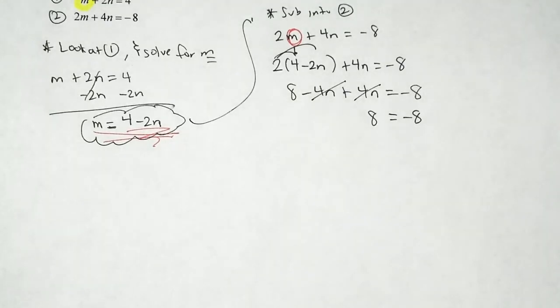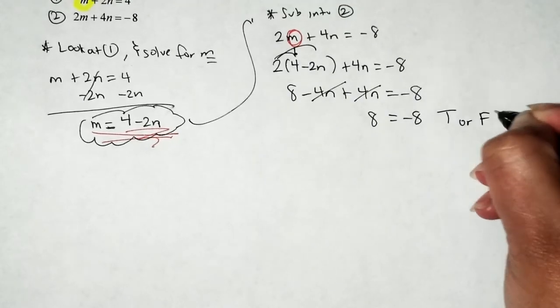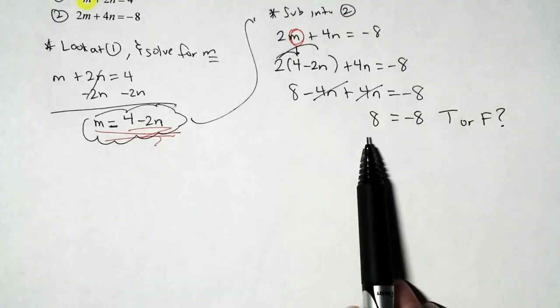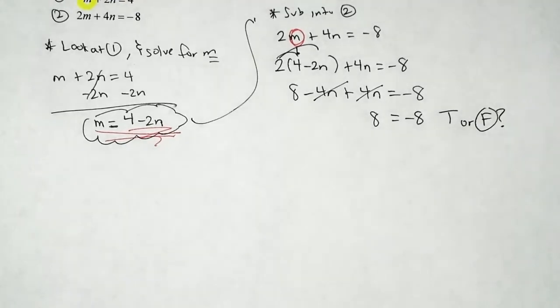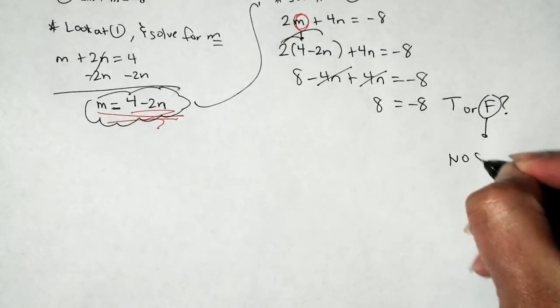When you're solving a system of equations, if the variables cancel out, then you need to ask yourself this question: do I have a true or false statement? Well, last time I checked, 8 does not equal -8. So this is a false statement. So if the variables cancel out and you end up with a false statement, then the system has no solution.